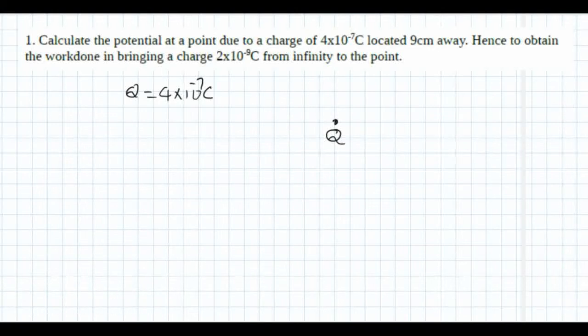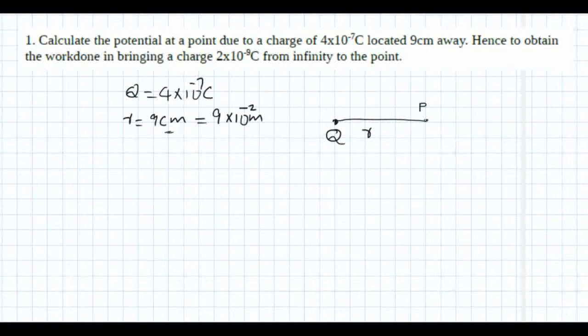So the situation is like this. There is a charge Q, that is 4 into 10 raised to minus 7 coulomb, and we have to find the potential due to this charge 9 centimeter away from this charge. So let this be the point, say P, where the distance R is equal to 9 centimeter. But this should be converted to SI unit, so it is 9 into 10 raised to minus 2 meter, because centi is equal to 10 raised to minus 2. So R is equal to 9 into 10 raised to minus 2 meter.